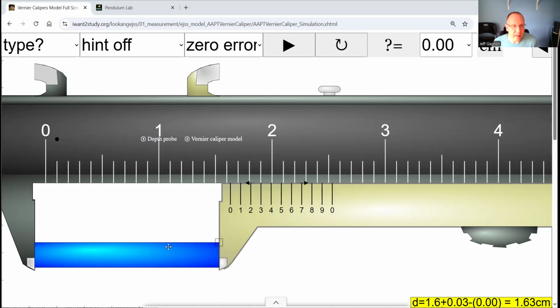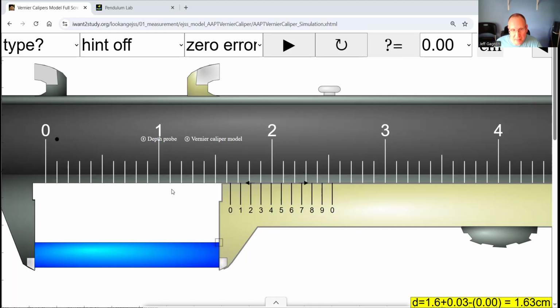And then to read the length of this, what you do is you read where the zero is. Sometimes this is also called the index, the zero here. So where is that zero, the zero on the vernier scale? Where is that located on the main scale? And notice here, right? So this is one.